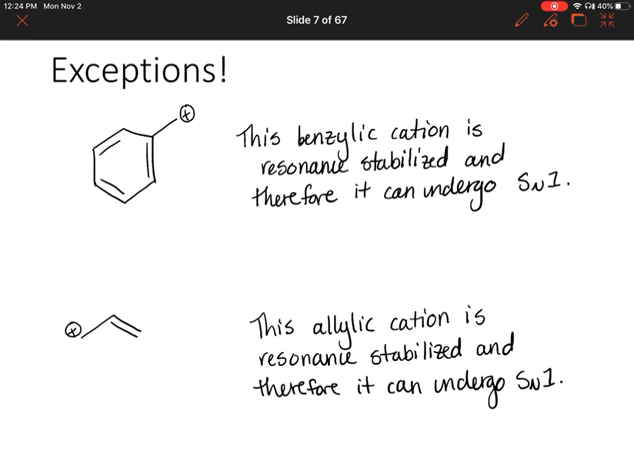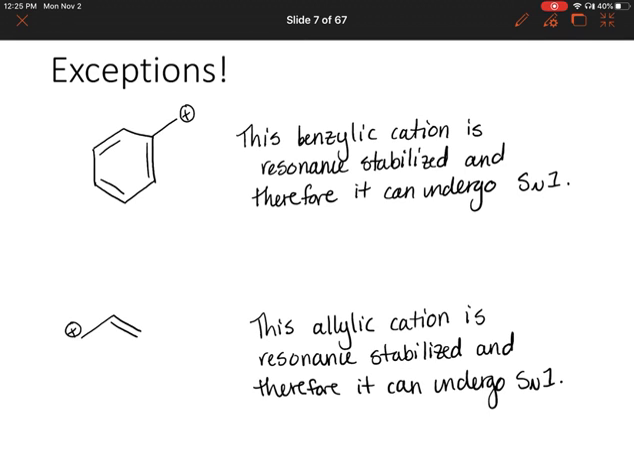So if you do draw an SN1 reaction, double check if your intermediate has the ability to resonance stabilize. If it does, it might be even more stable than a tertiary carbocation. If it doesn't, then double check what type of carbocation it is. If it's tertiary, then it's more stable and it's more likely to go through SN1.